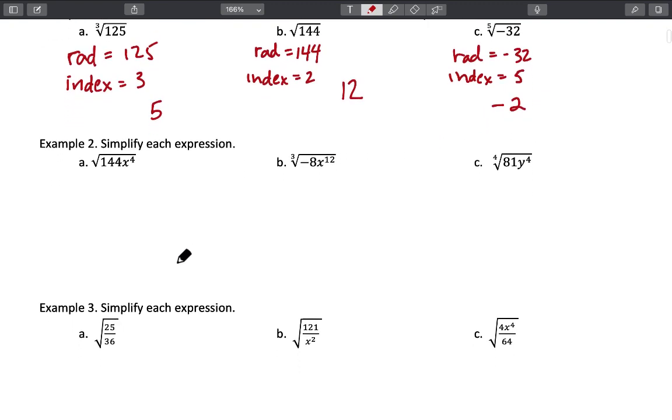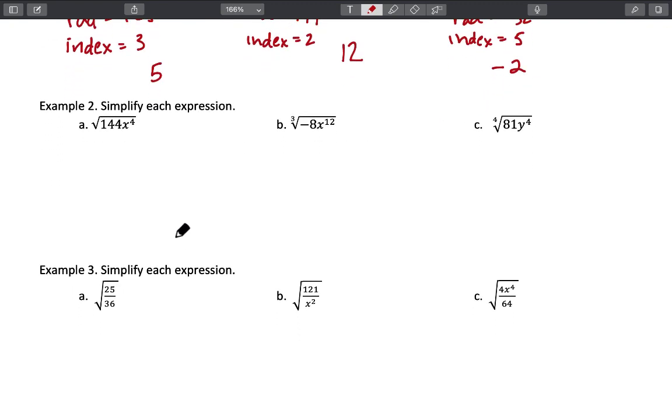Taking square roots and cube roots of numbers is easy enough. How about if we add in some expressions now? For example, the square root of 144x to the 4th. We can break that down into the square root of 144 times the square root of x to the 4th. Remember that product rule. We know the square root of 144 is going to simplify to 12. What about the square root of x to the 4th?